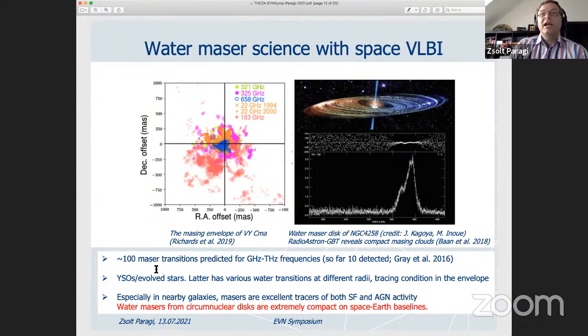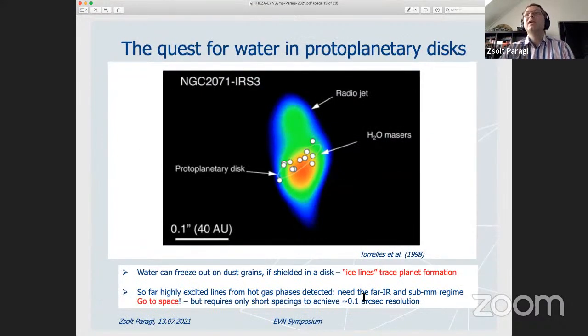And then in AGN, you can use this water maser to trace both star formation and AGN activity. This was demonstrated by Willem Baan with RadioAstron; these can be extremely compact on space baselines as well. Now, you could possibly detect water in protoplanetary disks as well. Water can freeze out on dust grains in disks shielded from radiation, and these ice lines trace planet formation.